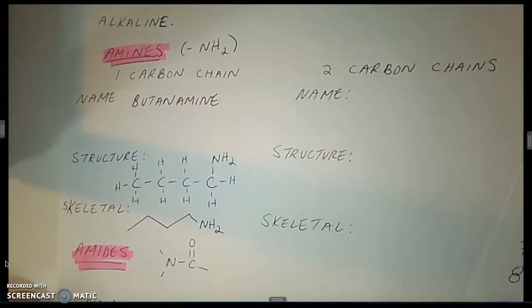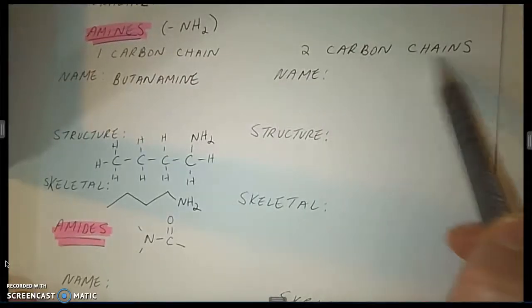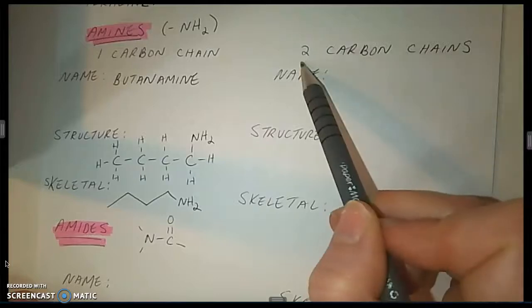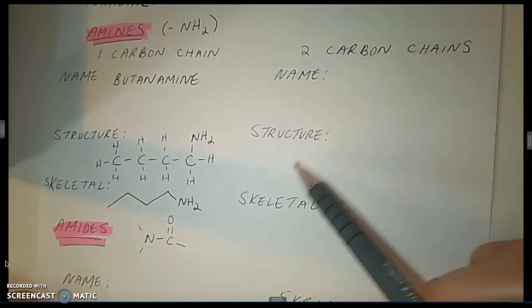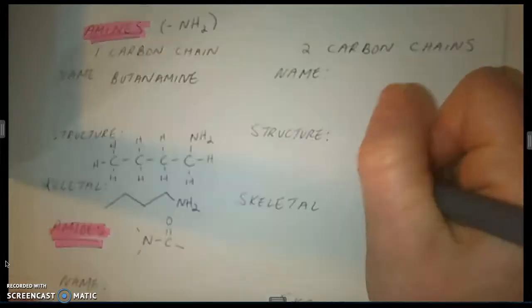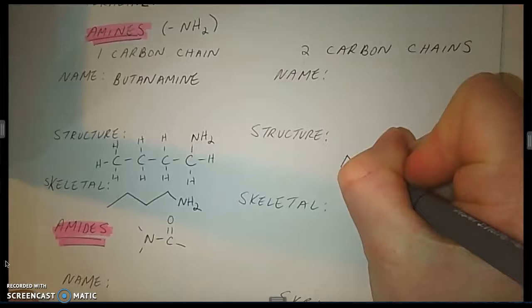Okay, now it is possible to have more than one carbon chain coming off of your nitrogen. You can have up to three. I'm going to show you an example with two here. And I'm actually going to start by drawing the structure and then we'll get the name from that.